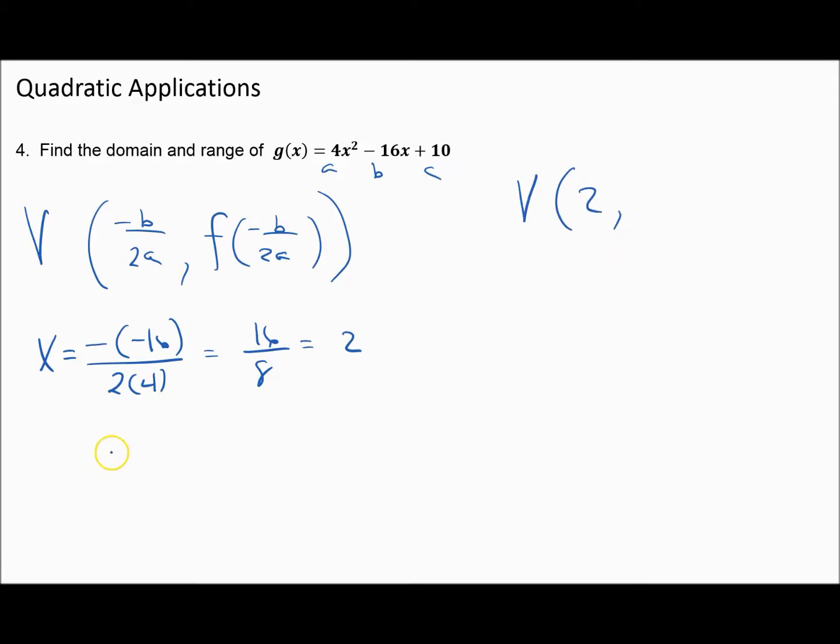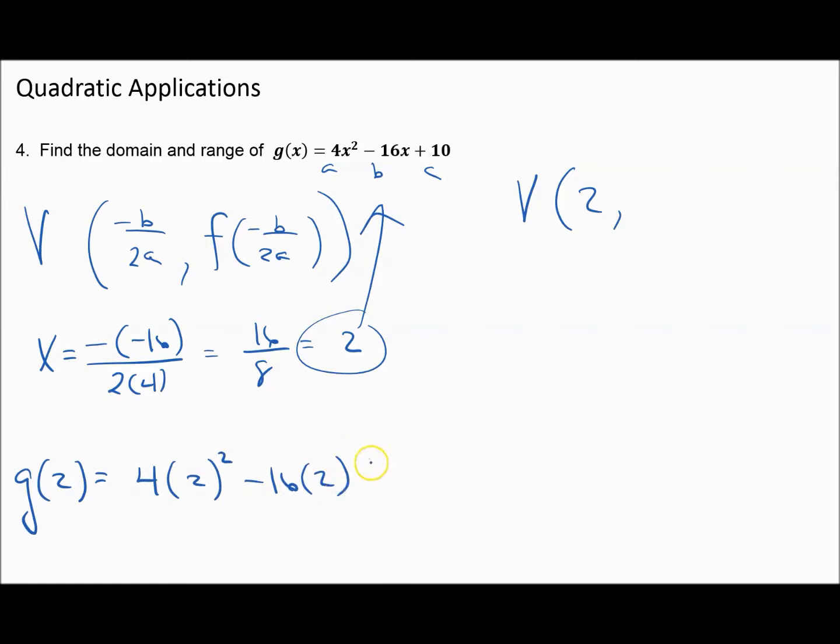How do I find my y value? I take that 2 and I just plug it into the function. So g of 2 is 4 times 2 squared minus 16 times 2 plus 10. So 2 squared is 4 times 4 is 16. Minus 16 times 2 is 32, plus 10. 16 minus 32 is negative 16, plus 10 is negative 6. So my vertex is 2, negative 6.